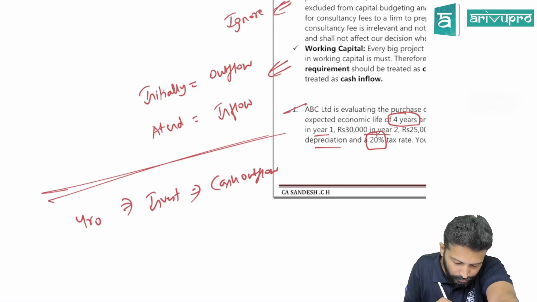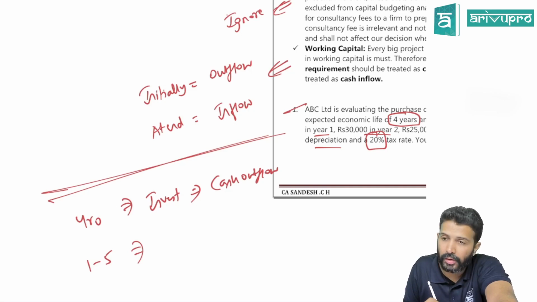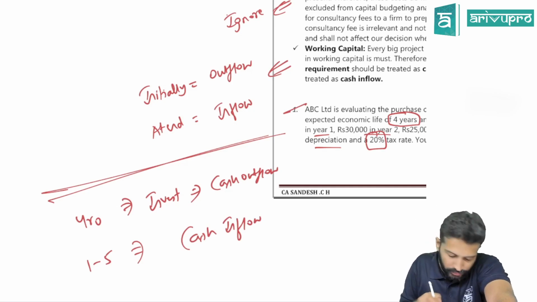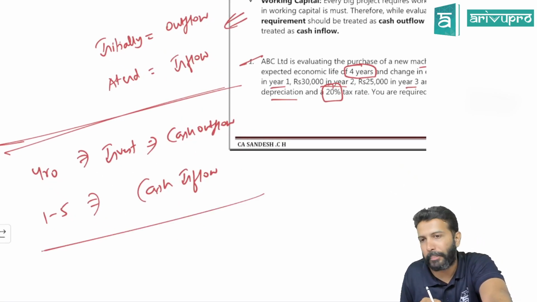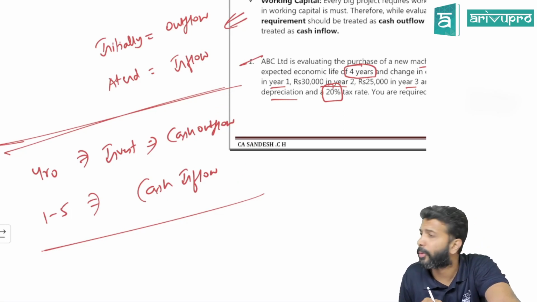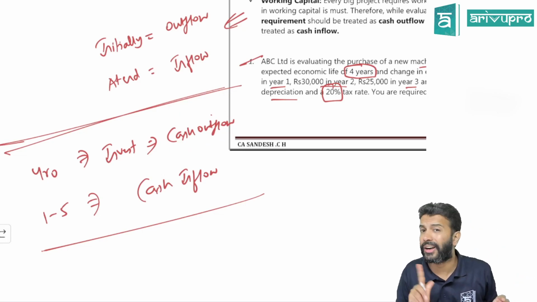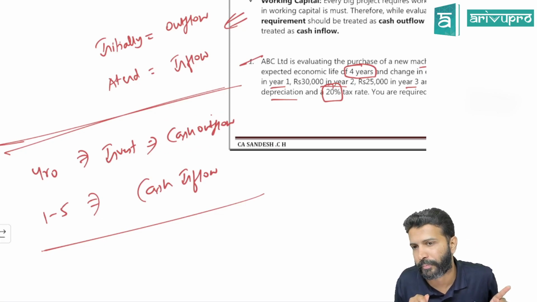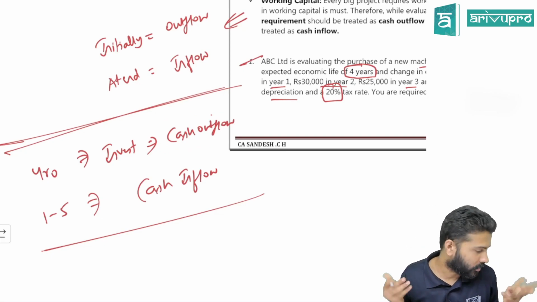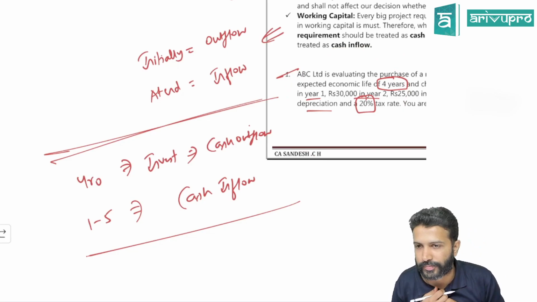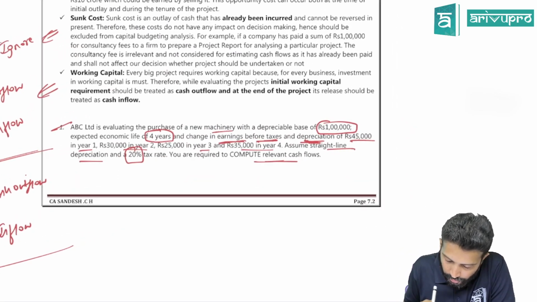Let's say the project's life is 5 years. So from year 1 to year 5, I will be able to recover, meaning there will be some cash inflows. This inflow and this outflow, I will compare, then take a decision whether this project is worth doing or not. Hence, the relevant number for these decisions is not earnings, it is the cash flow. That is what we are trying to estimate here. You are required to compute the relevant cash flow.